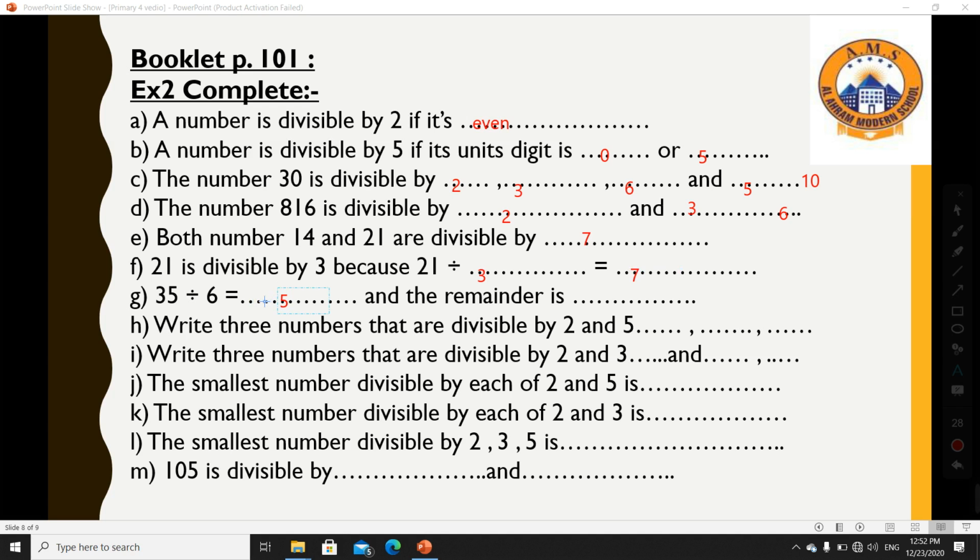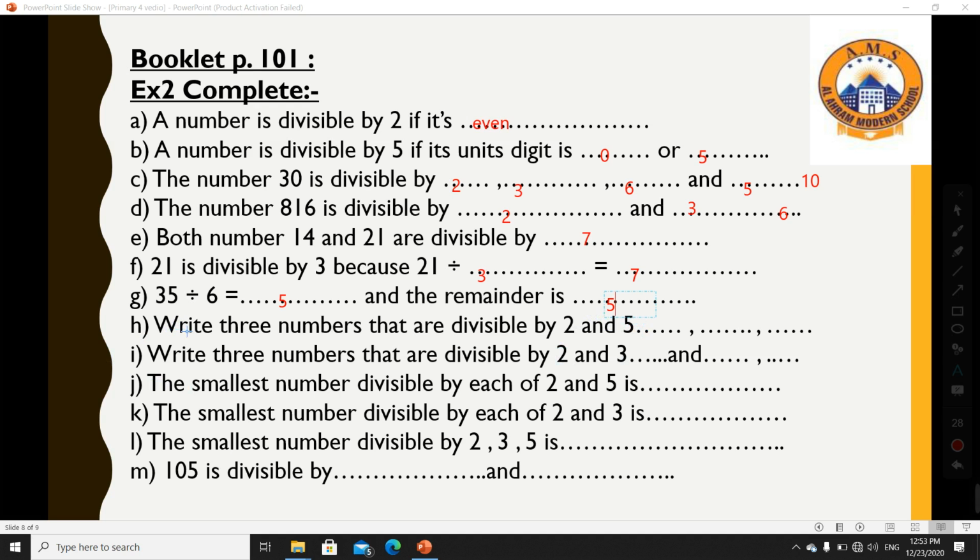This is my quotient. But no, this is not 30. I have 35. You will subtract them. 35 minus 30, I have a remainder. The remainder is 5. So this is my remainder. So now 35 is not divisible by 6. Why is it not divisible by 6? Because I didn't reach my happy end. I have a remainder. Okay?